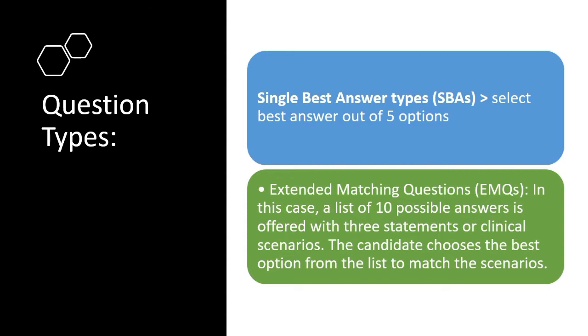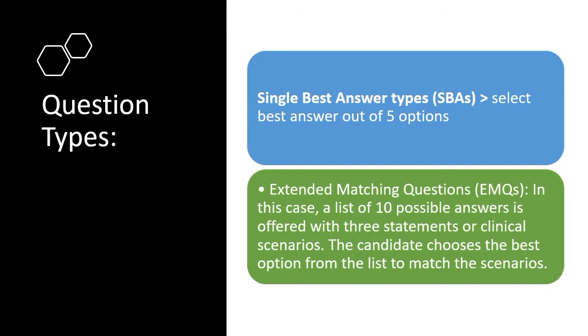There are 2 types of questions that come in part 1 exams. Number 1, single best answer types. Number 2, extended matching questions. In single best answer types, 5 options are given to answer the question. Select the best answer from these 5 options.